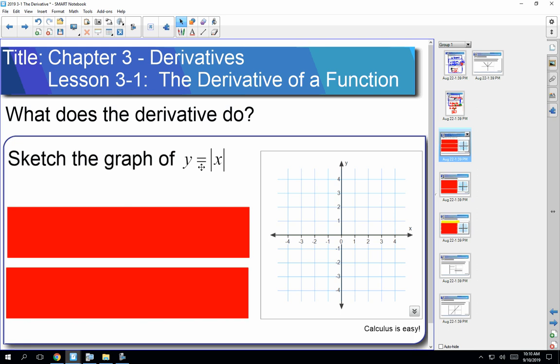Sketch the graph of y equals root x, or at least think about it. Sorry, it's not root x. Absolute value of x. Sketch that graph: y equals absolute value of x.